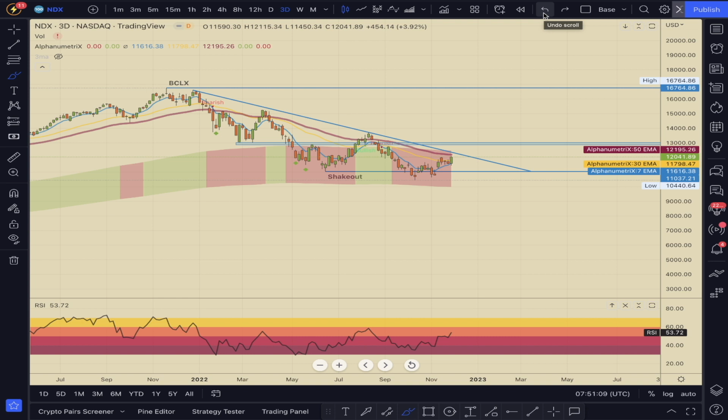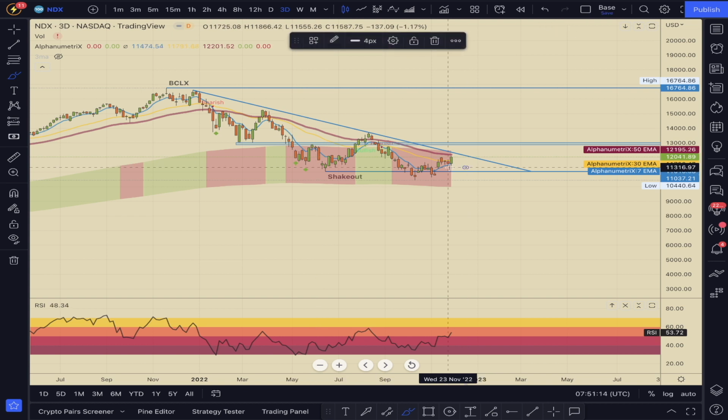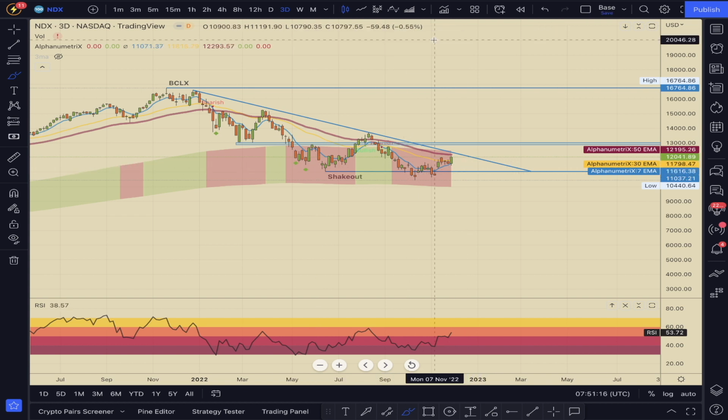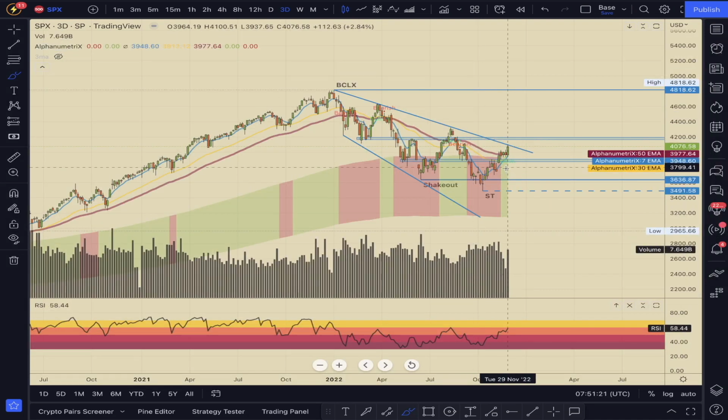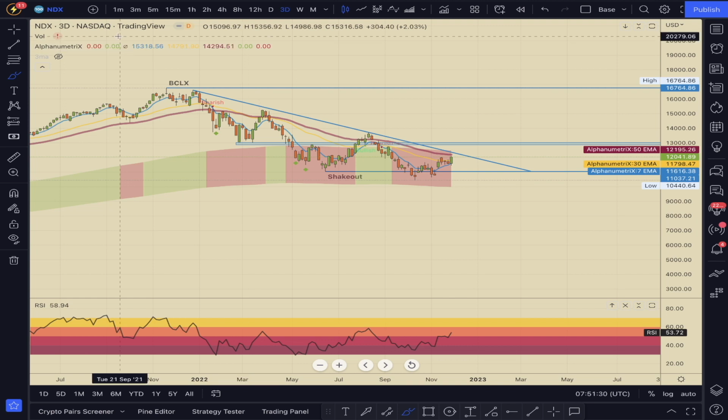We also don't have the 3-day signal on the alphanumerics indicator flashing, and we have the red wave. We also have the red wave on alphanumerics on the S&P 500. Actually, no, the S&P 500 just flipped green. So yeah, the S&P 500 is looking a lot healthier than what we're seeing here on the NASDAQ. So yeah, that's it. I just wanted to do a really quick market update.